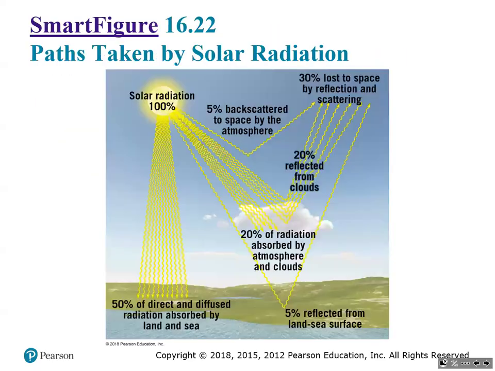So of the 100% of solar radiation that comes in, about 5% gets scattered back into space by the atmosphere. About 20% is reflected from the clouds. About 20% gets absorbed by the atmosphere and clouds, and about 50% of direct and diffuse radiation is absorbed by the land and the sea. And then about 5% is reflected away from the land-sea surface back into space.